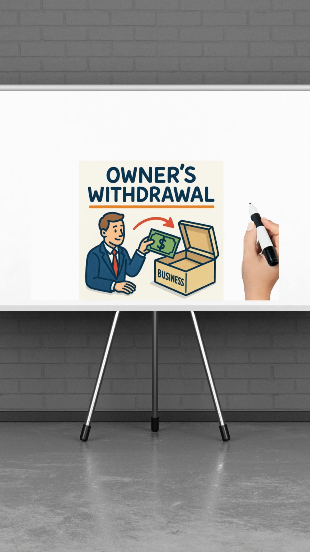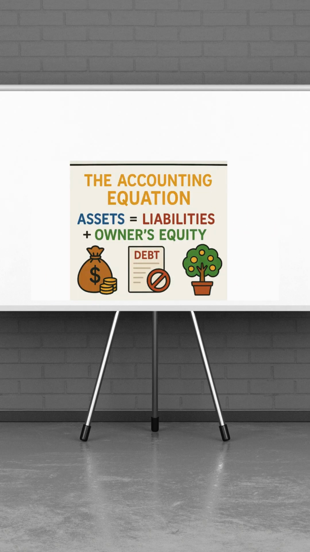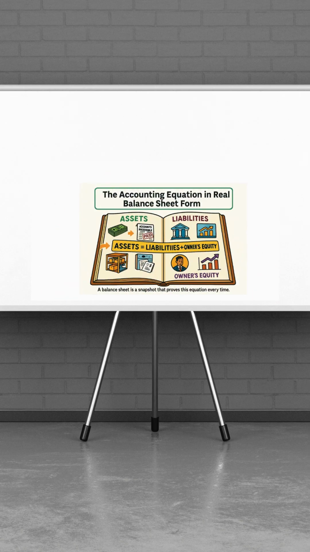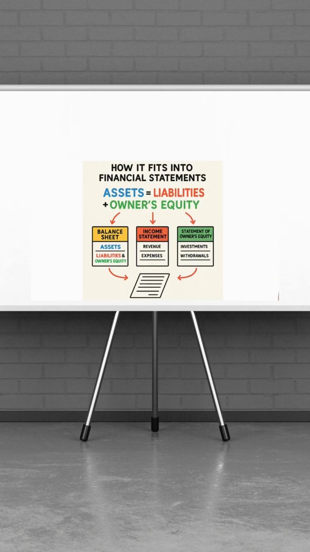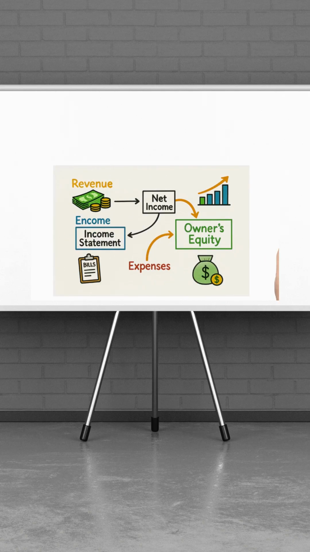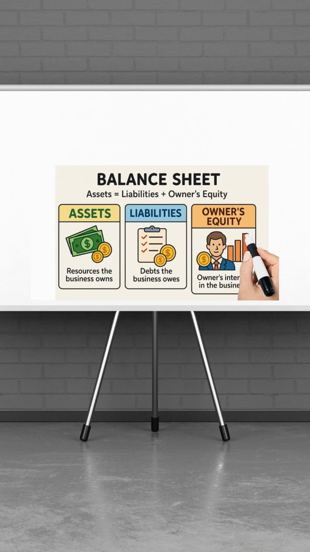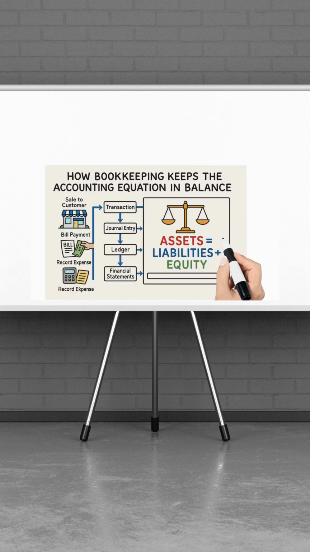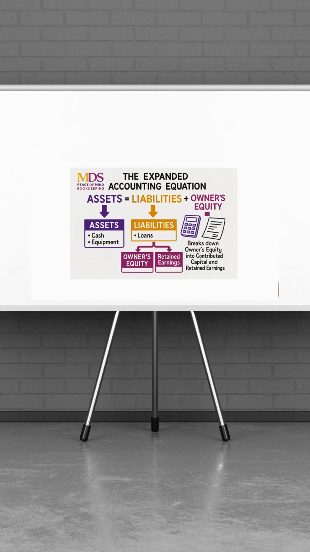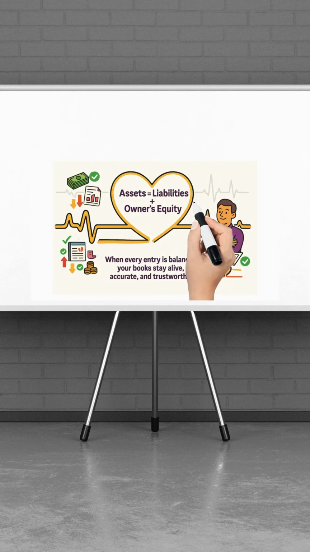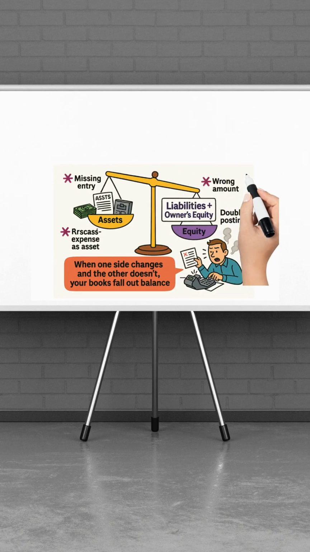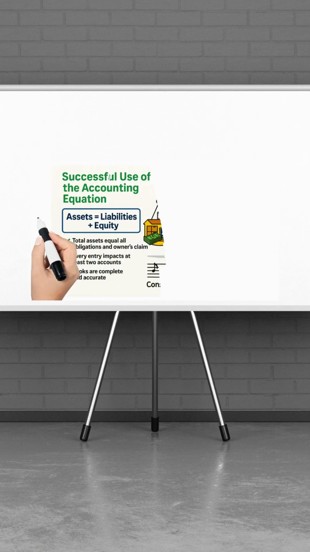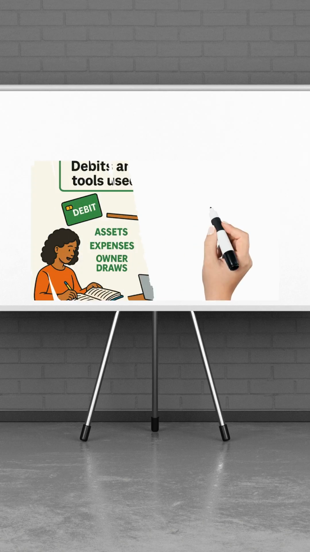So, how do these three parts fit together on your financial statements? Imagine a balance sheet. It's called a balance sheet for a reason. On the left side, you list all of the company's assets. On the right side, you list all of its liabilities and the owner's equity. And here's the rule. The total of the left side must always equal the total of the right side. When it balances, you can be confident that your books are in order. If it doesn't balance, it's a red flag. It tells you there's a mistake somewhere. Maybe a transaction was missed, an amount was entered incorrectly, or something was duplicated.